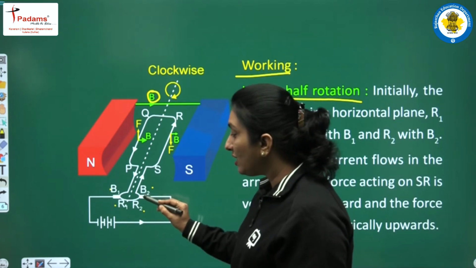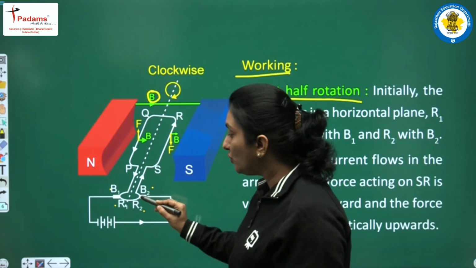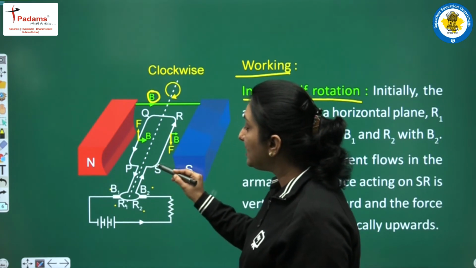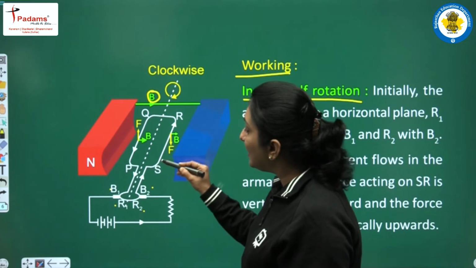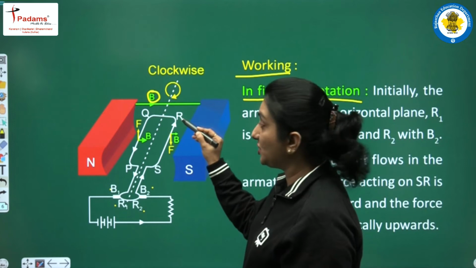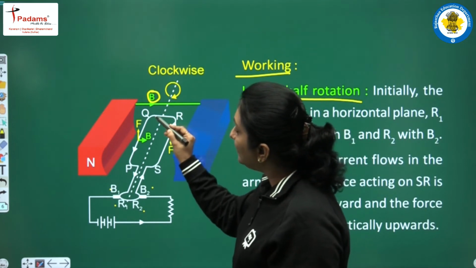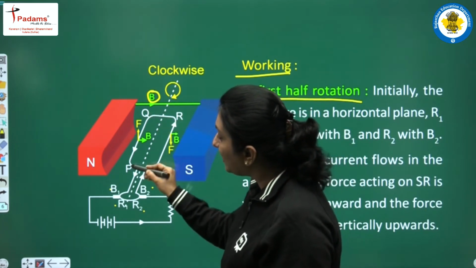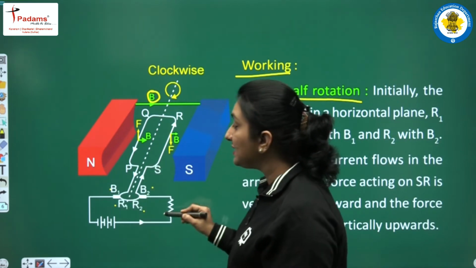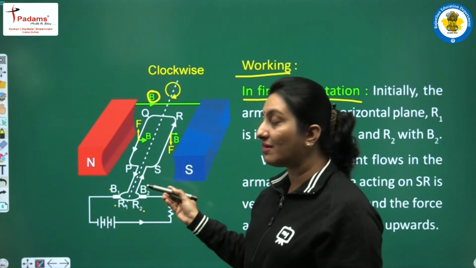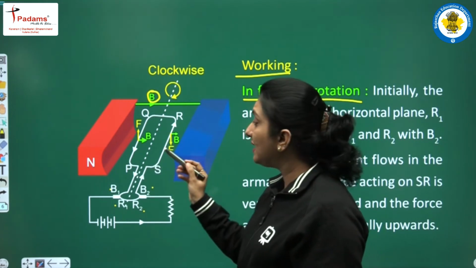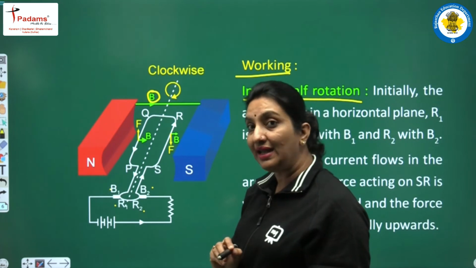Then through the contact of this brush B2 with the split ring R2, it will move in this arm. And what we see is that the direction of current in this arm SR is in upward direction. Then it moves like this, and in the arm QP it is in this downward direction. So here what we see is that the current flows in the armature coil anti-clockwise. Here you can see this, students, that the current is flowing anti-clockwise.